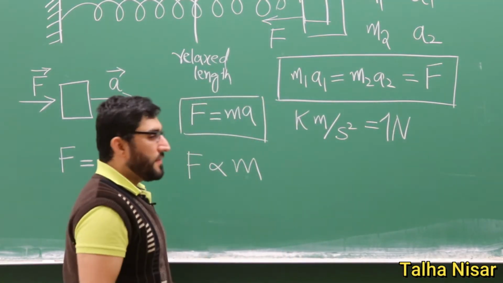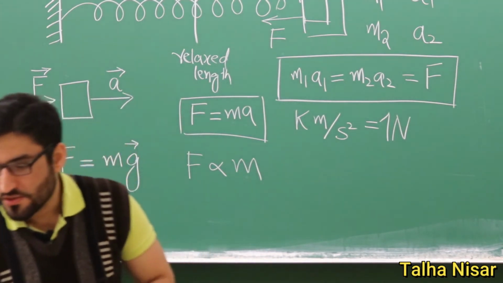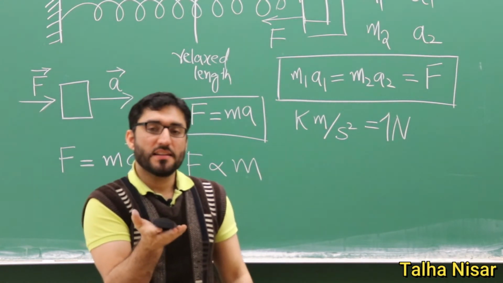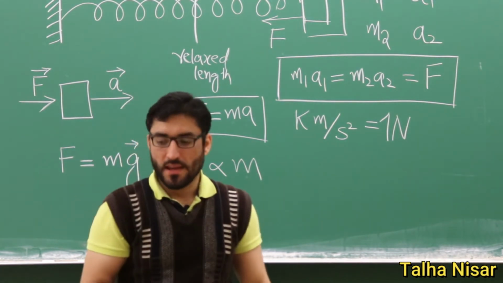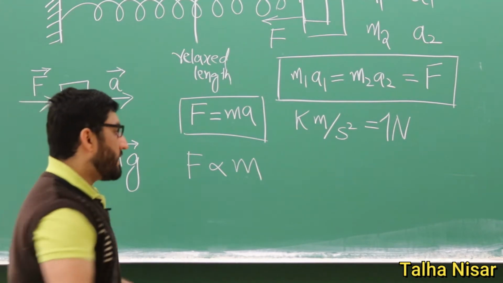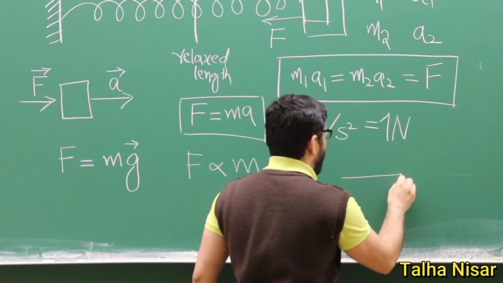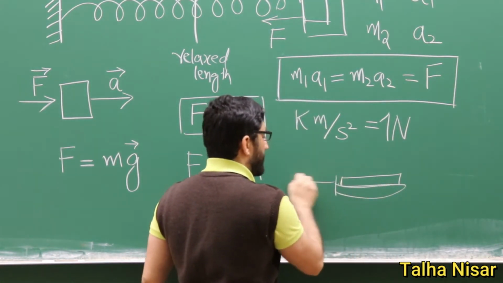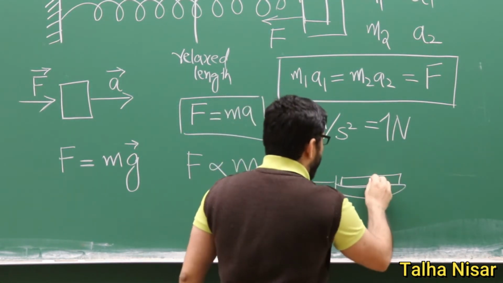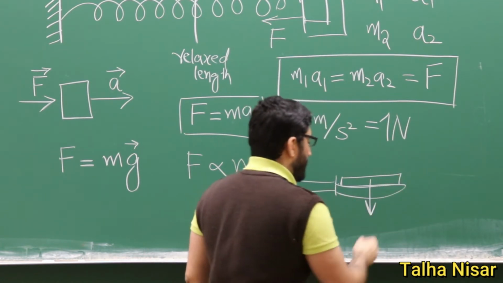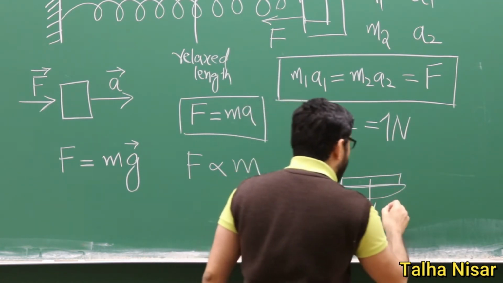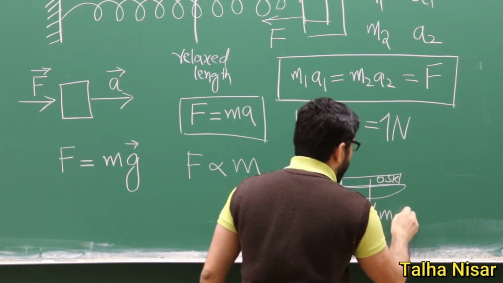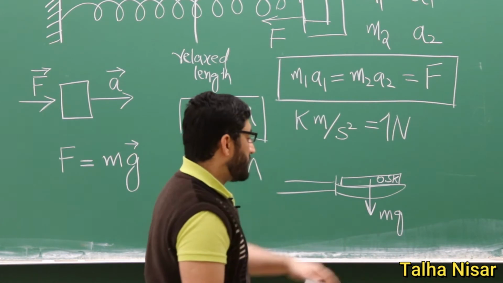For example, if I hold this remote in my hand, you can see this remote is not moving. The mass of this remote is, for example, 5.5 kg. So it will feel a gravitational force because of the gravity.